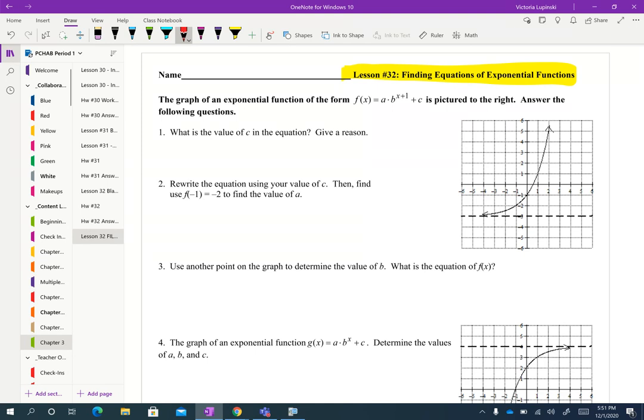So here in number 1, you are given the graph of an exponential function. Take a look at that equation. So a times b to the x plus 1 plus c. We're going to go ahead and answer the following questions. So what is the value of c in the equation, and also give a reason? So hopefully by now, that number by itself on the outside, we can pretty clearly say with confidence that that's the horizontal asymptote. So in this case, we could say that c is equal to -3 because y equals -3 is the horizontal asymptote.